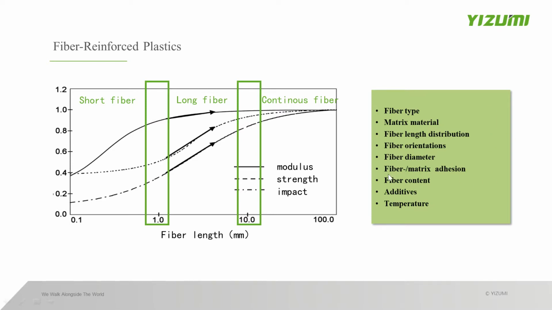And the other, maybe you have not met before in the common injection molding process. But for the DRM, you should focus on fiber-polymer adhesion. And here, also fiber content. This has the same function as fiber length. For the injection molding process, temperature is also very important for us.